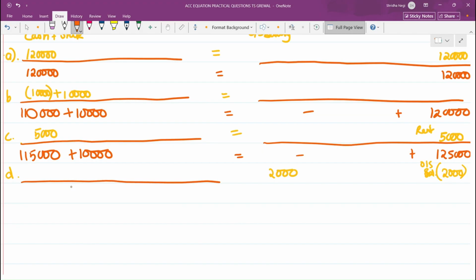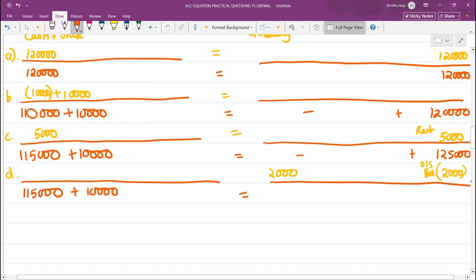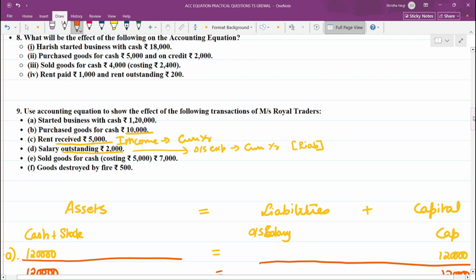तो अभी हम इसको नीचे लाएंगे. Cash is 1,15,000. Stock is 10,000 equal to your outstanding salary is 2,000 and here your capital account will go to 1,23,000. 1,25,000 minus 2,000. समझ में आया?